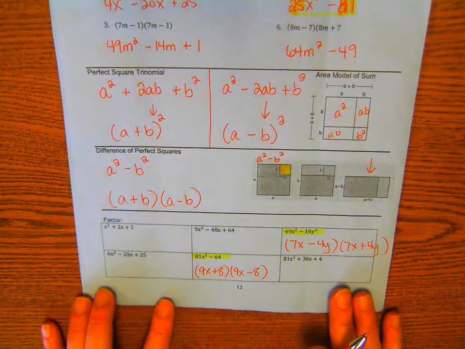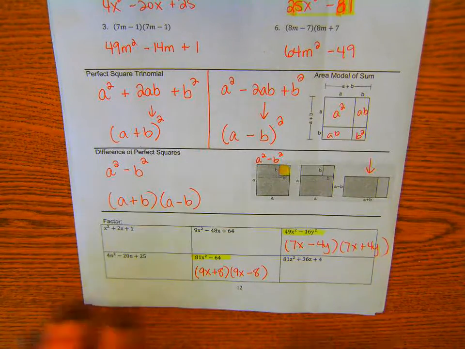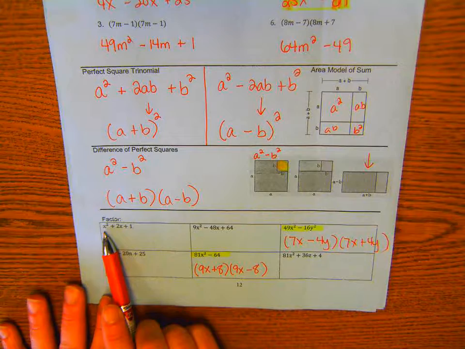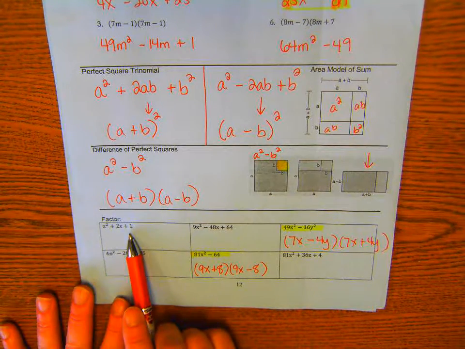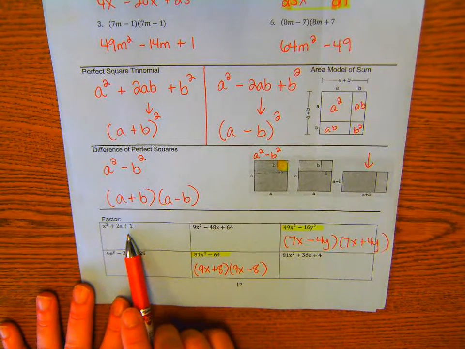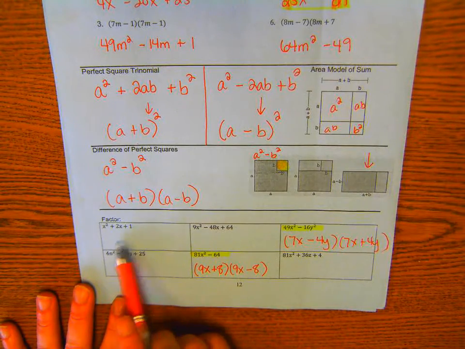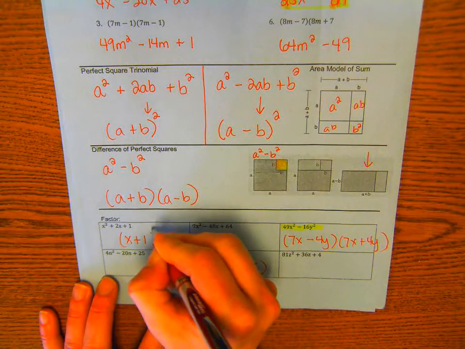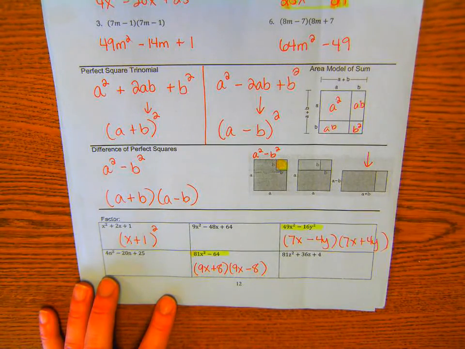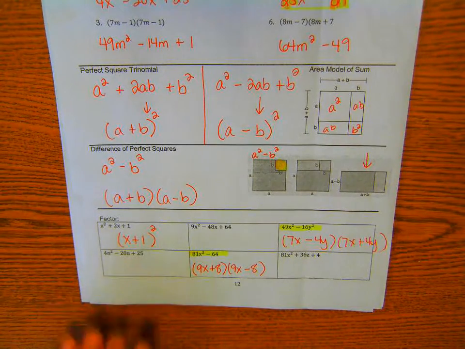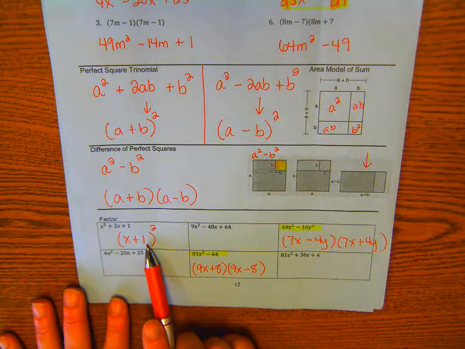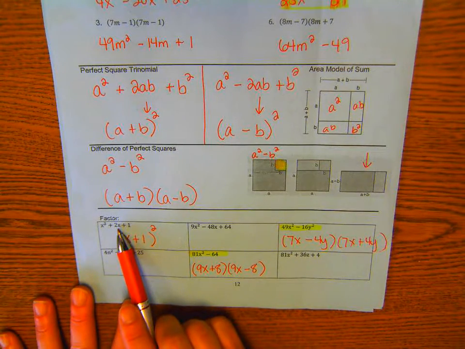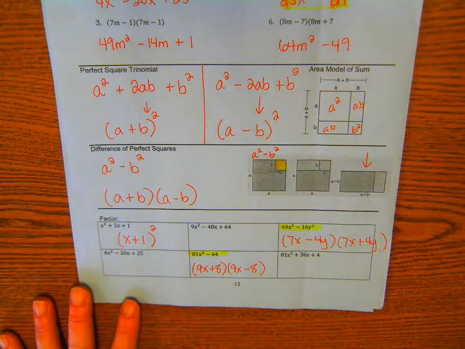Alright, the remaining 4 are perfect square trinomials. Let's look. What's the square root of x squared? Square root of x squared. What's the square root of 1? 1. And they're all addition, right? Can somebody tell me what this factors into? Caitlin? X plus 1 times x plus 1, or x plus 1 squared. And then we always want to check the middle term. X times 1 is x, right? Multiply it by 2, we get 2x.